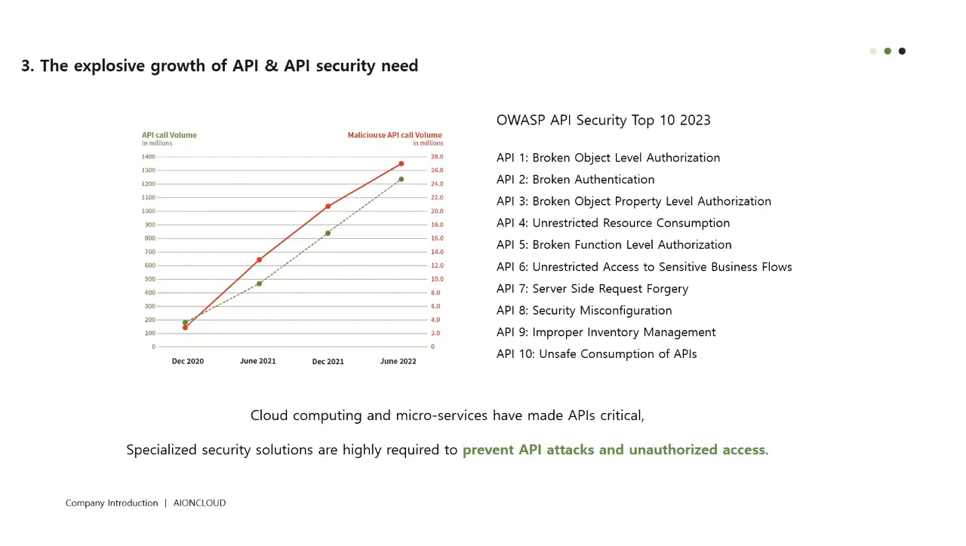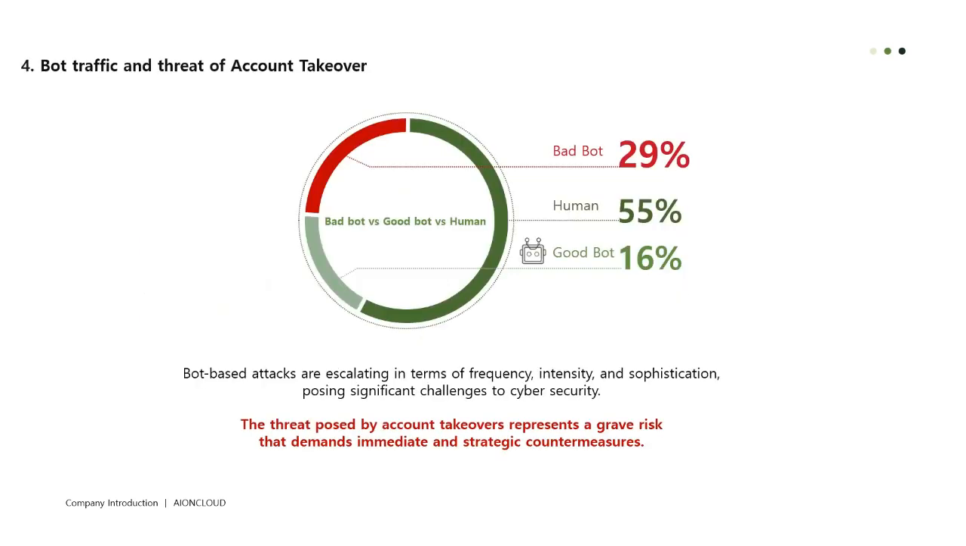Cloud computing and microservices have been critical because of the threats. And then most companies are required to prevent different API attacks and unauthorized access. And lastly, there have been a lot of issues about bots and account takeover. So the risk of account takeover by different bots, like bad bots, is increasing nowadays.